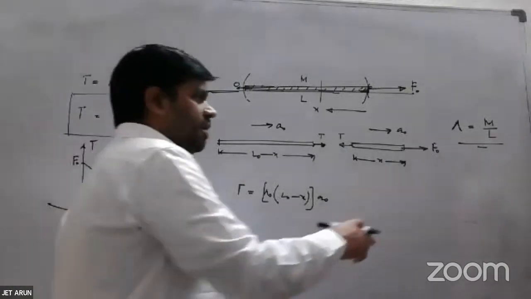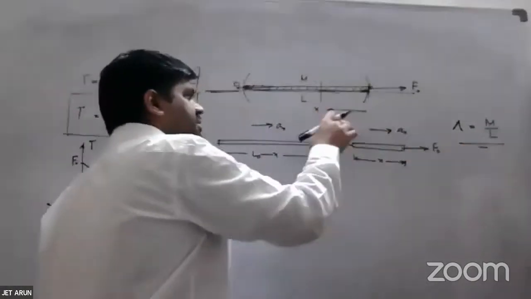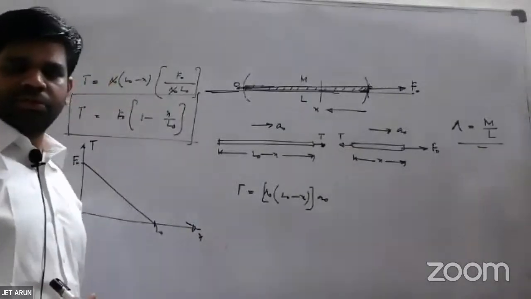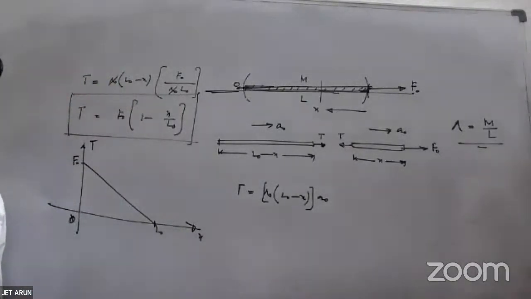When lambda is constant, lambda is m by L, linear mass density is constant. It's a uniform rope. Any doubts over here, students? Because we're going to complicate this problem with variation of lambda. So any doubt here?